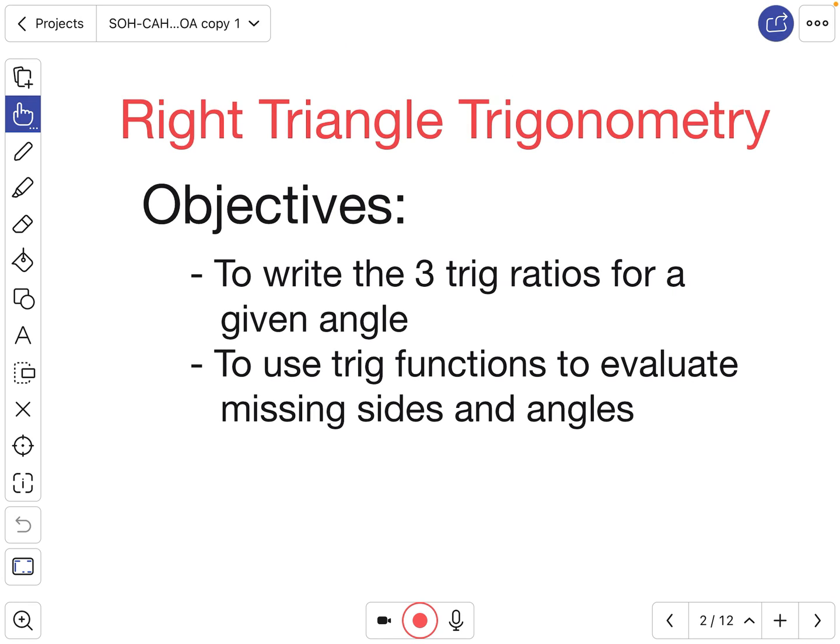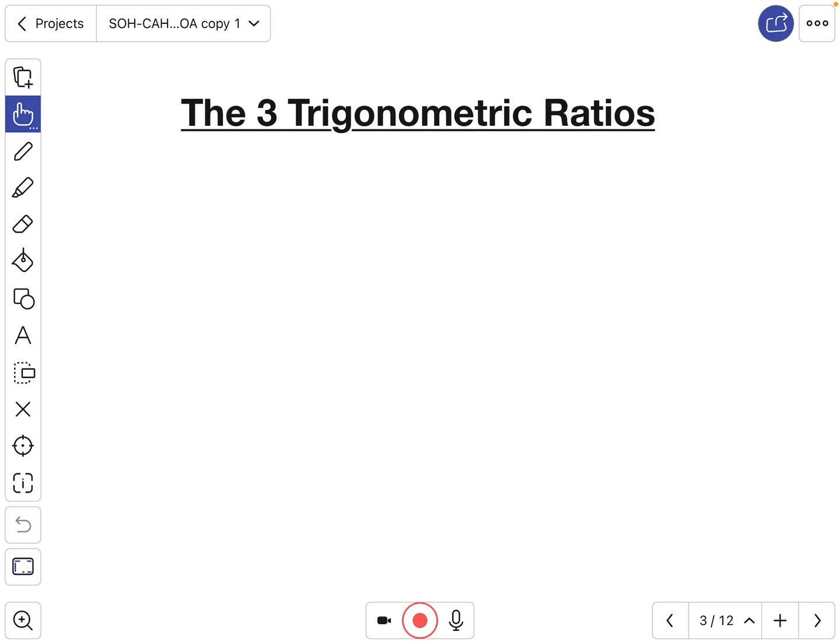In this lesson, we're going to focus on trigonometry. Specifically, our focus for today is right triangle trigonometry. The objectives are to write the 3 trig ratios for any given angle in a right triangle, but also to be able to use trig functions to evaluate missing sides or missing angles.